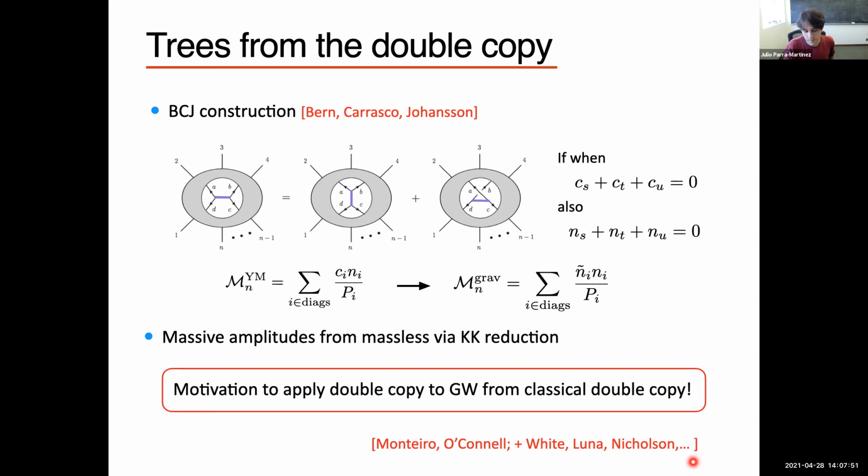You can look at papers by these people, where they also ask what is the thing that double copies to a Schwarzschild black hole? We don't know the precise connection to the amplitude story, but the motivation to use these double copy and amplitude methods for classical GR comes from these works that double copy classical solutions.